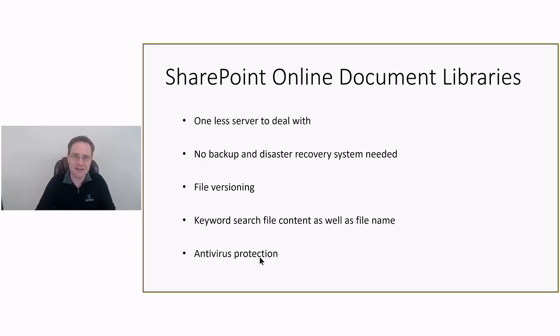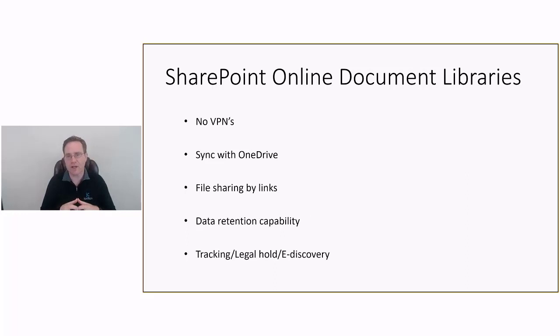Then you have antivirus protection that's protecting these files before they go into the SharePoint document libraries. And also with SharePoint Online document libraries, there's no VPNs. You sync with OneDrive. You have file sharing by links instead of attachments all over the place. If you want, you can still send attachments. You have data retention capabilities.